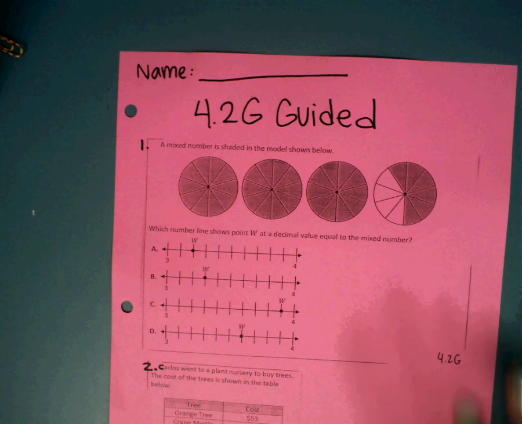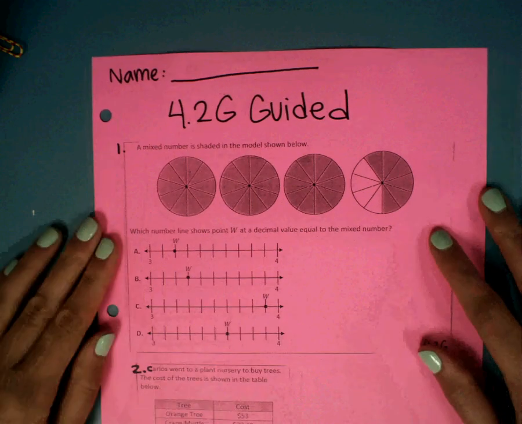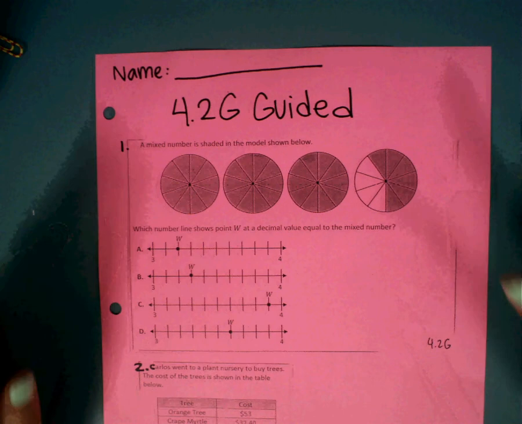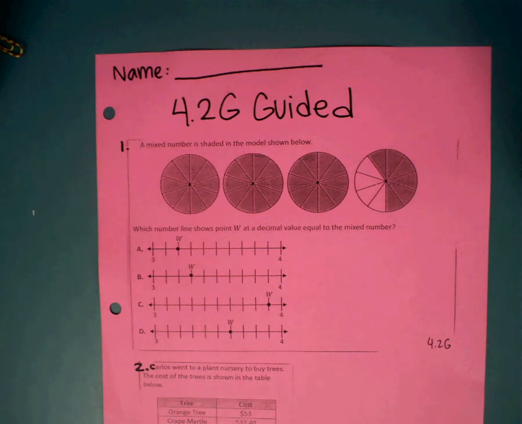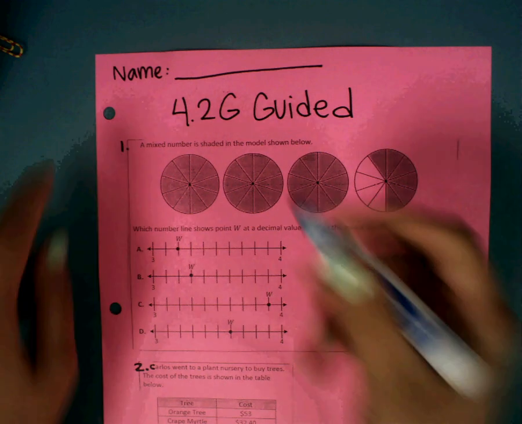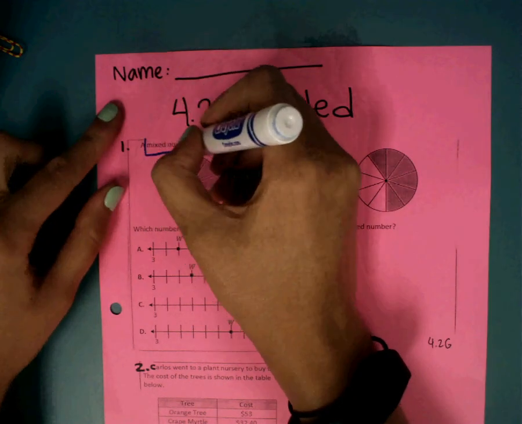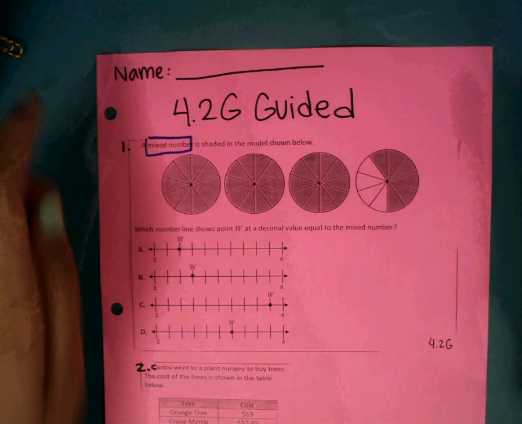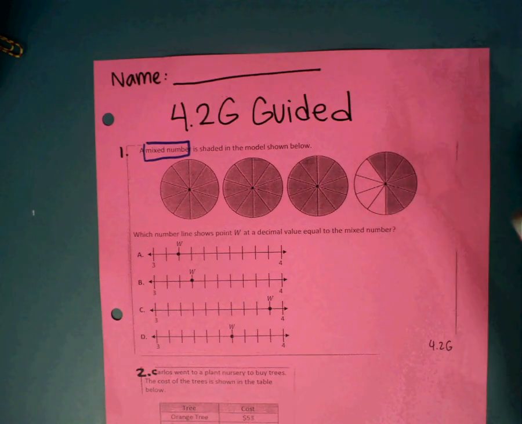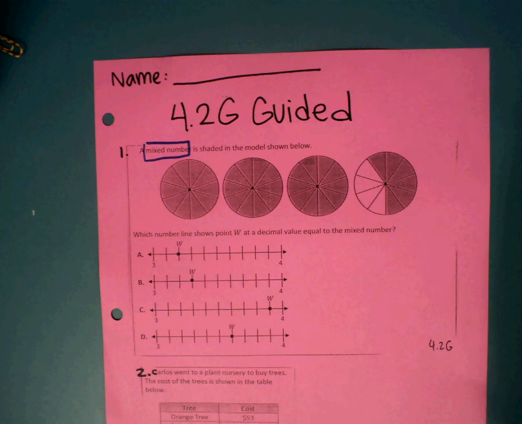All right, y'all. So let's talk about this paper over TEAC 4.2G. It says a mixed number is shaded in the model shown below. I want to go ahead and put a box around that word mixed number because that is important. Because mixed number means what? Mixed number means it's going to be a whole number with a fraction, right?